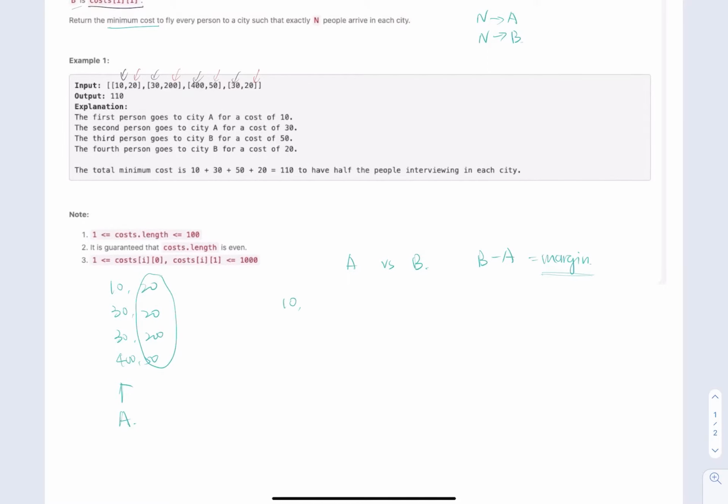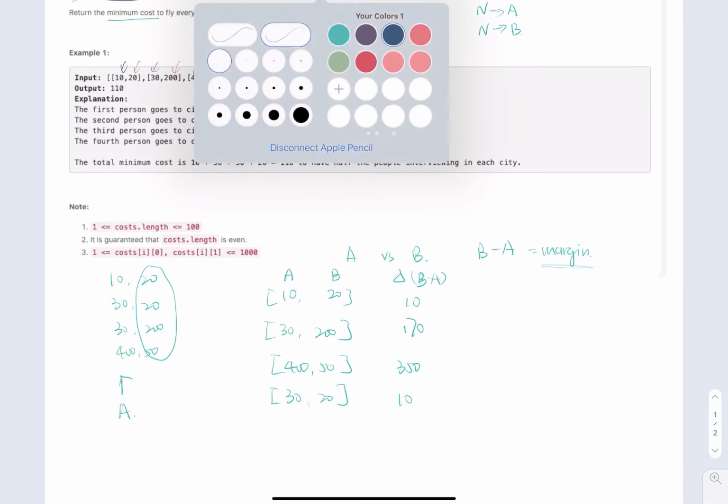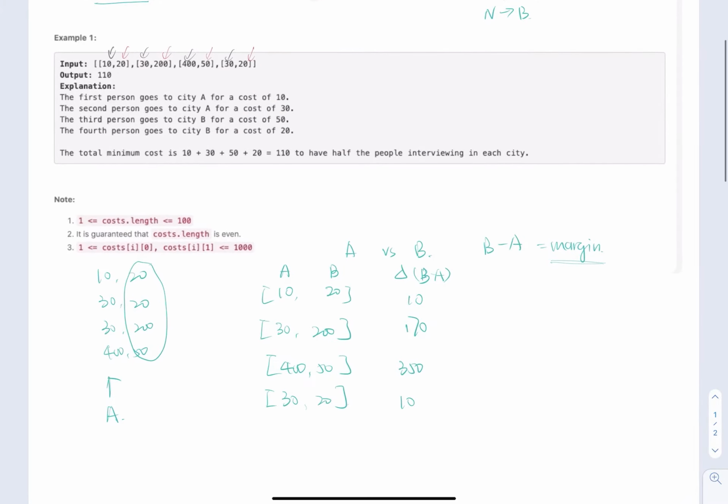Let's look at the margin, okay? So going to city A and going to city B, and these are the items in the list. Then the margin, B minus A, will be 10, 170, 350, and 10. So if we sort this, we'll get the sorted delta.